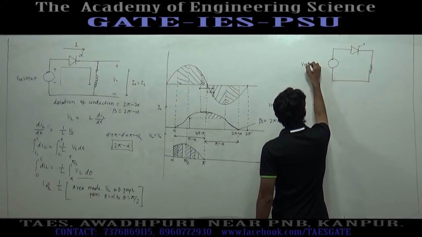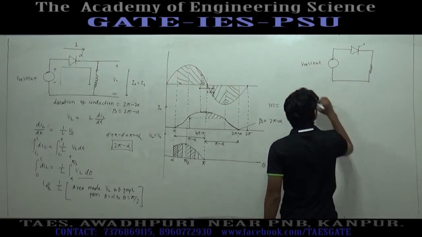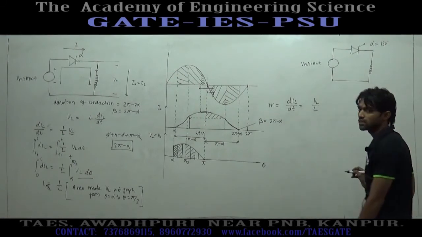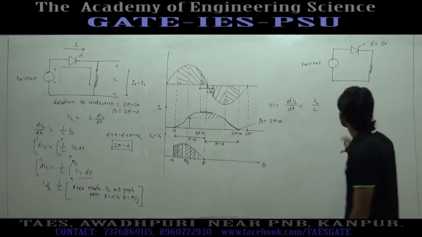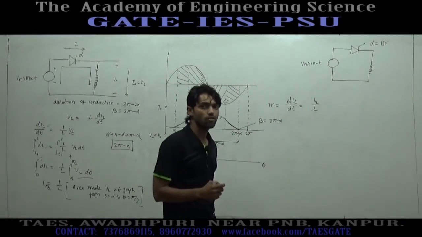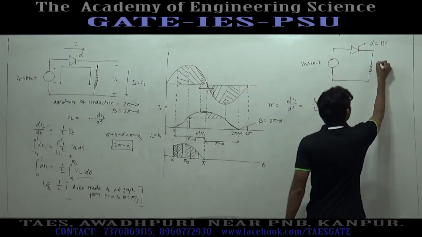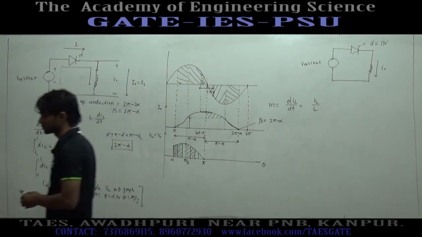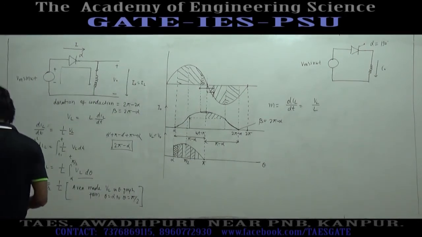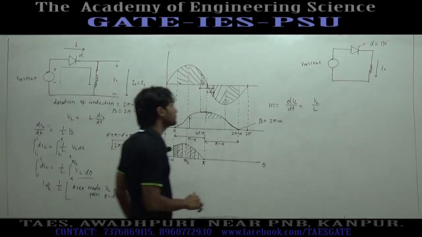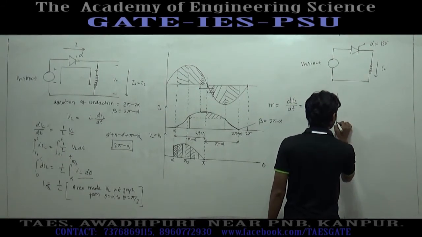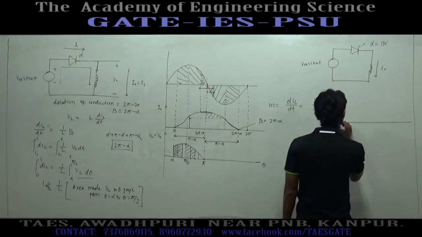This is Vm sin omega t, and if the triggering angle is 130 degree, then we have to find out what is the duration of conduction, and we also have to plot the graph of inductor current. So, here we will first draw the graph of input voltage.